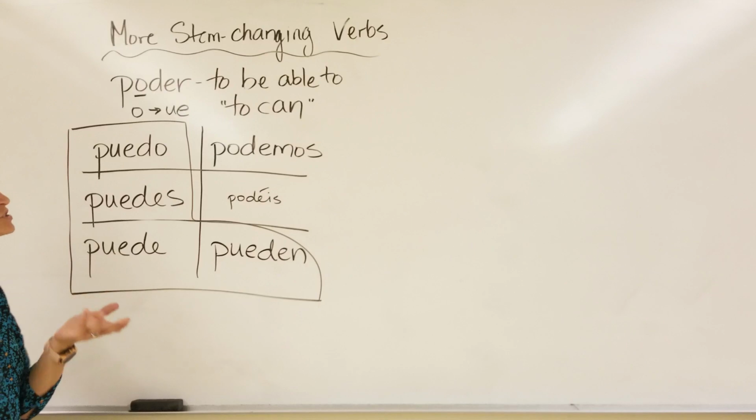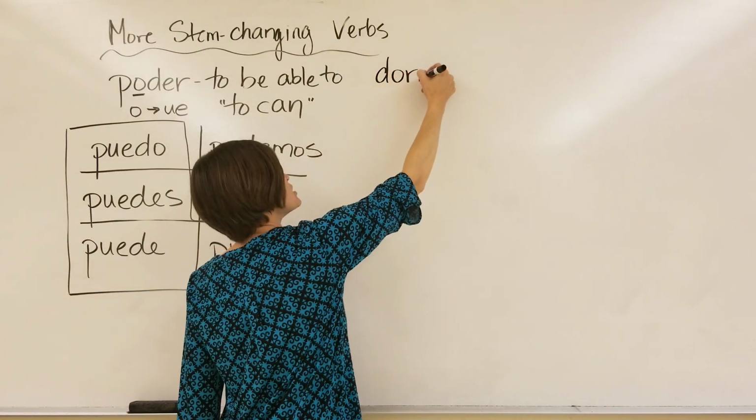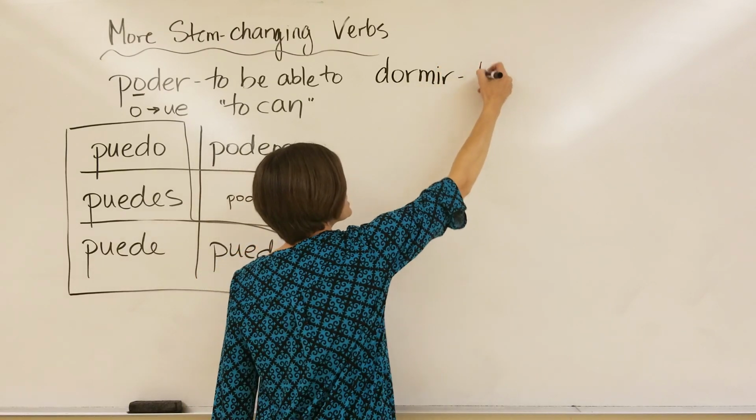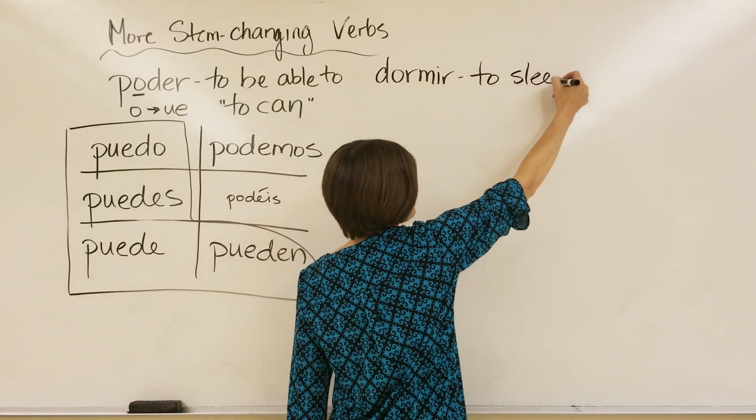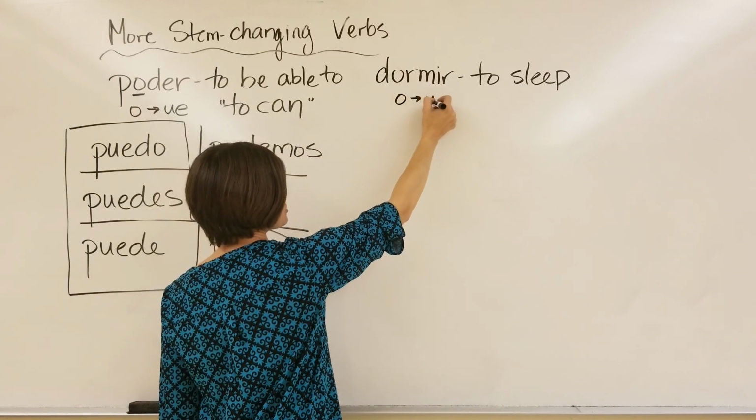So then the other verb in this chapter is a similar verb. It has the same stem change. It's the verb dormir. It's everyone's favorite activity. It's to sleep. And again, the O in dormir changes to a UE.